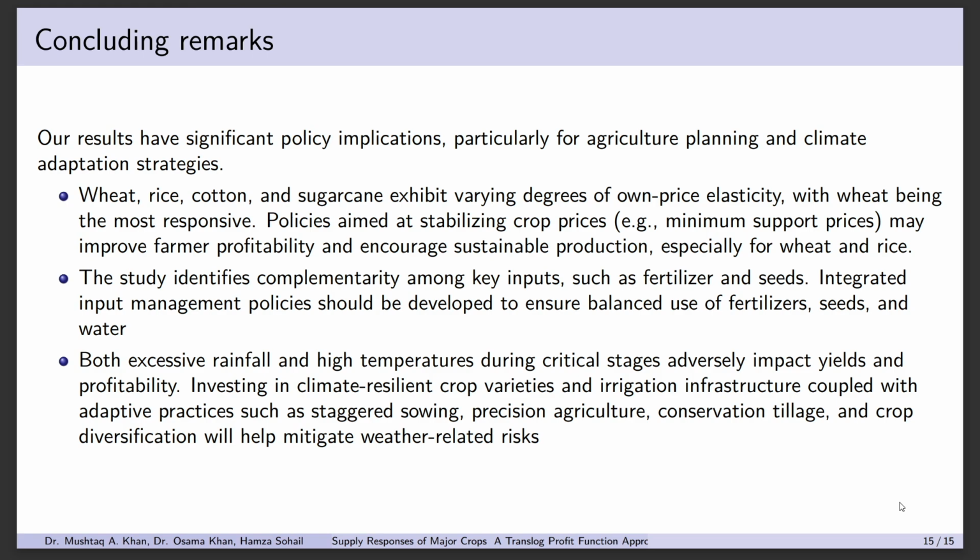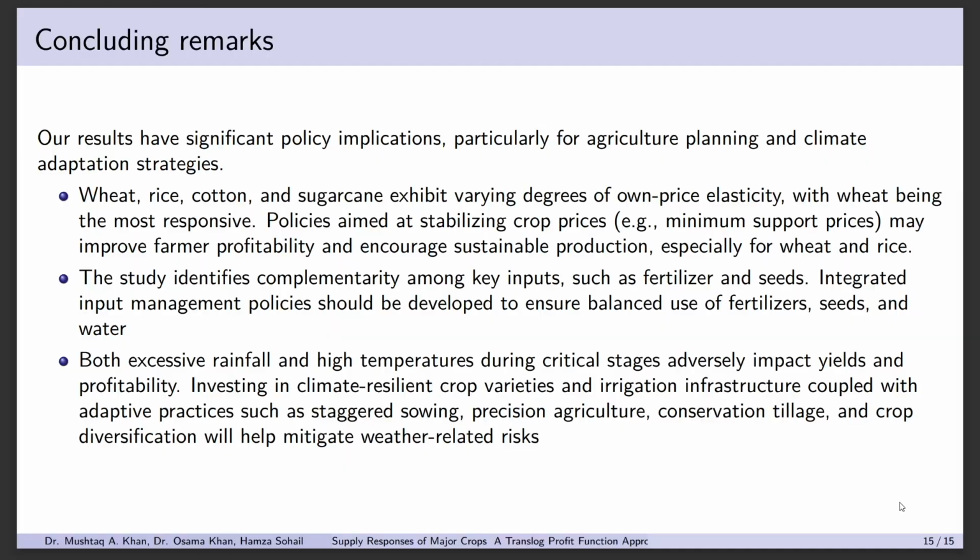So just to conclude, these results have significant policy implications, particularly regarding agriculture planning and weather adaptive strategies. For example, the own price elasticity estimates being consistent with economic theory point towards having price stabilizing mechanisms for different crops, which can safeguard farmers, may yield a positive impact on agriculture productivity and ensure a sustainable production.